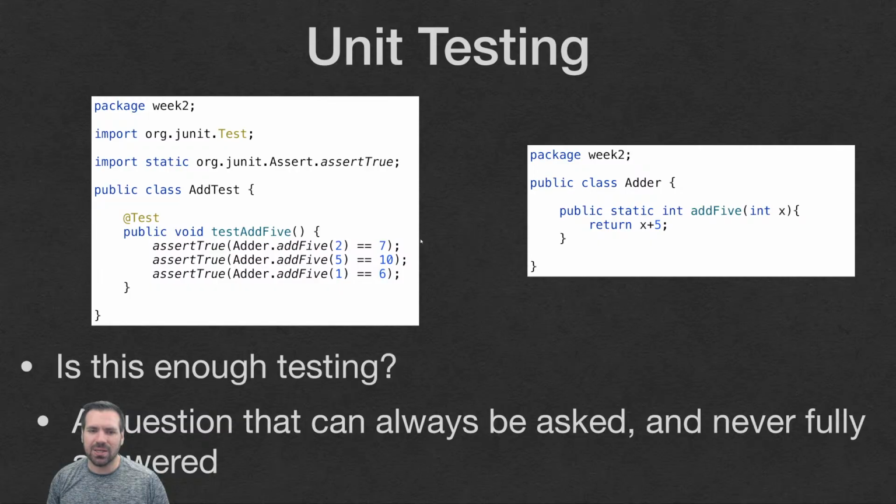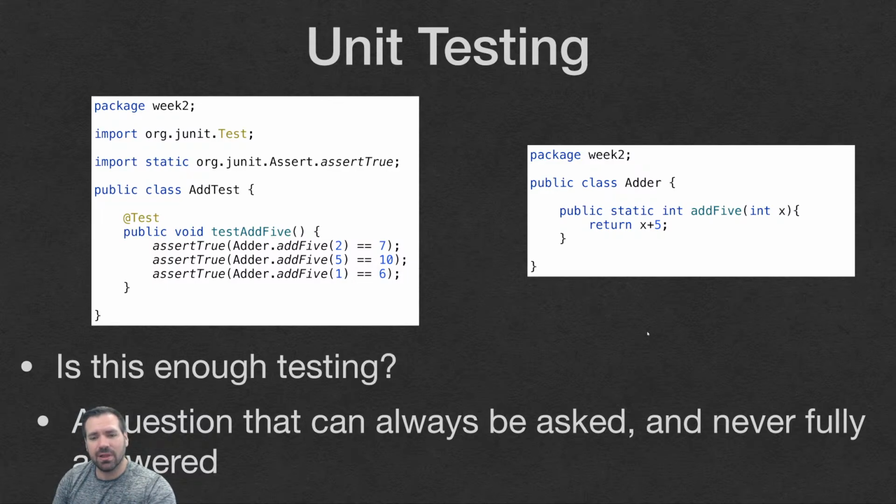And this is fully automated. Instead of the main method just calling the method and printing it to the screen, we are also encoding the expected outputs and checking, did we get what we expect? Fully automated testing. So my next question, which I'll ask a few times, is: is this enough testing?